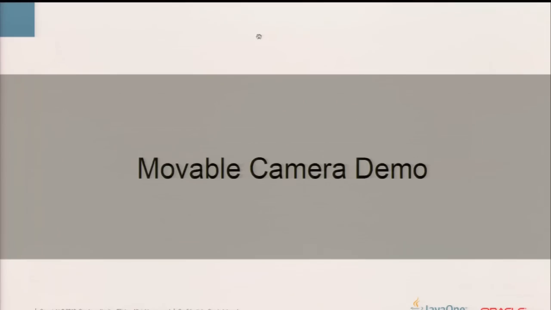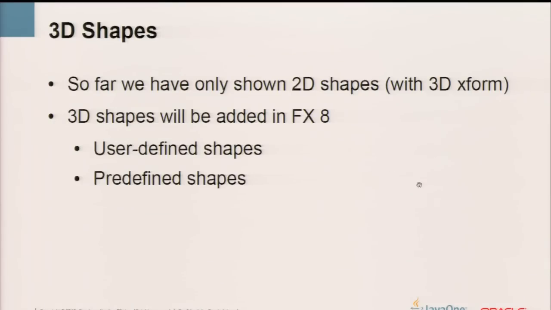Okay, so 3D geometry. Everything that we've shown, including that last example, is done exclusively with 2D shapes. Image views, rectangles, circles. All we've been doing that's been 3D has been the transforms and the camera. So what we're adding in FX8 is real 3D geometry. And we're doing two flavors of 3D geometry. Either you define your own mesh, your own surface with whatever mathematical equation or model that you have created, or you can use three predefined shapes that we have defined.